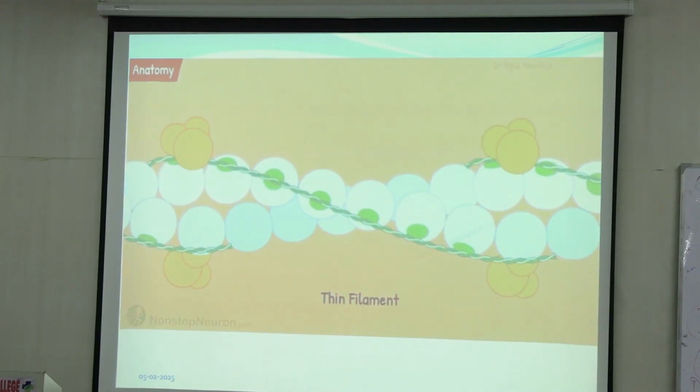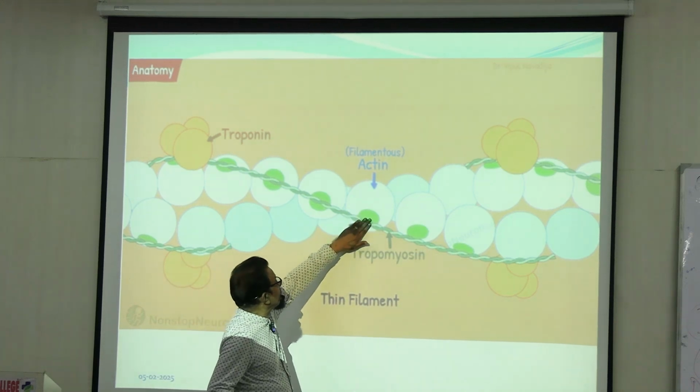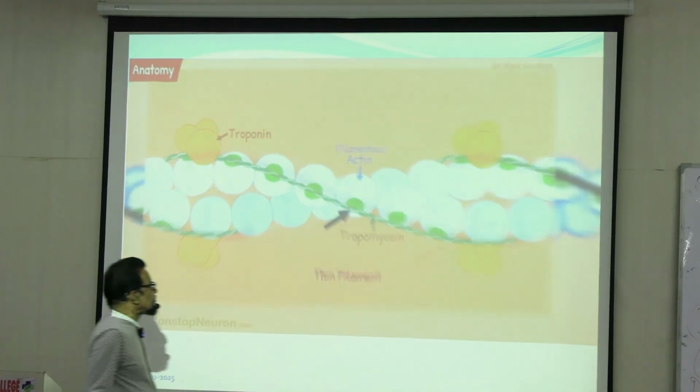Thin filaments consist of actin, tropomyosin, and troponin. Filamentous actin makes the backbone of the thin filament. Tropomyosin and troponin are regulatory actin-binding proteins. Under the resting condition, tropomyosin covers the active sites on actin molecules, blocking them. So that was the thin filament.